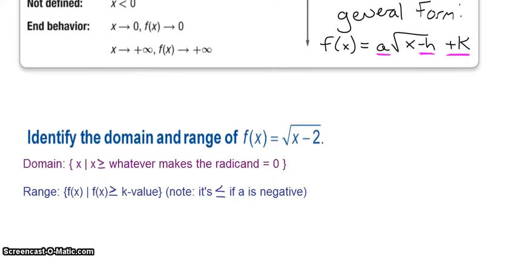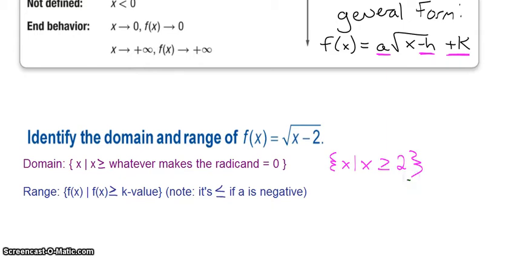So let's take a look at identifying the domain and range of something. Well, typically you'll be able to just follow these two. Your domain is going to be every x such that x is greater than or equal to whatever makes your radicand equal to 0. So in this case we see, well, if x minus 2 is equal to 0, I know I've shifted 2 to the right, I'm greater than or equal to 2.